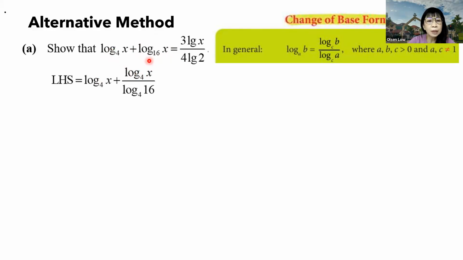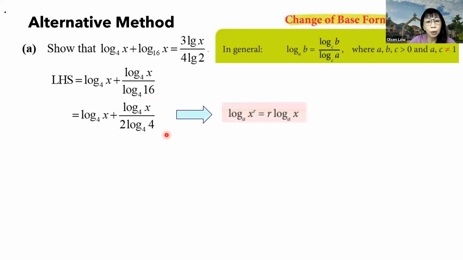Out of the two bases, some of you may ask, how do I know which one to change? The trick here is you always change the bigger base to a smaller base. Then you will notice that it is easier for you to manipulate the expression later on. So over here, I choose base 4. As I continue, I apply the same concept. I apply power law, and by using power law, I'm able to convert log base 4 of 16 to 2 log base 4 of 4. And if you know the special log, log base 4 of 4 is actually equal to 1.